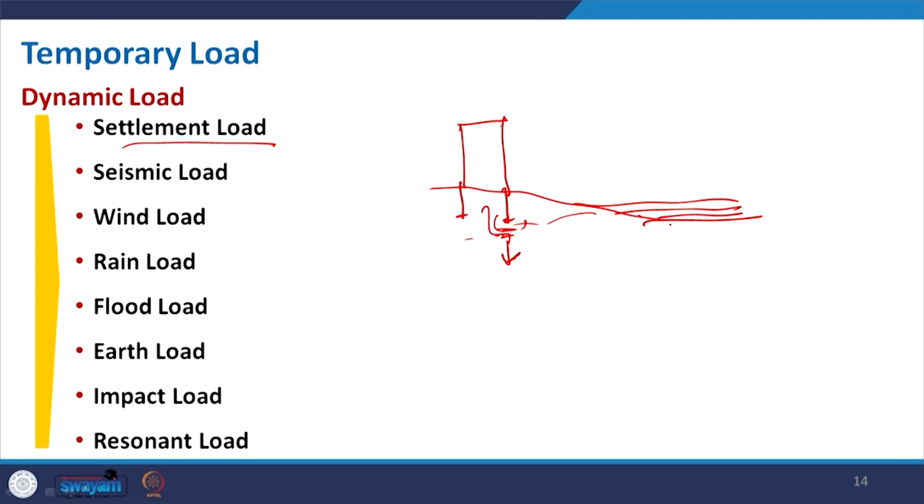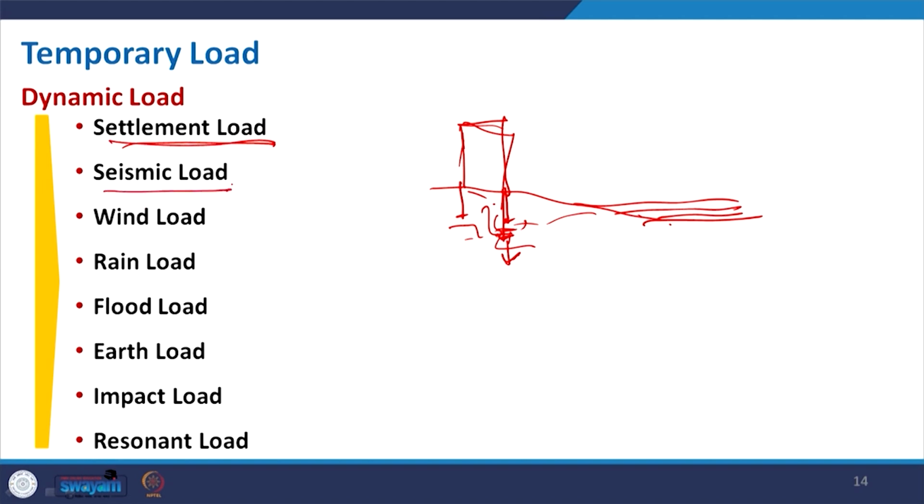So, the self weight, the dead load, will try to dip it down, and for that the building may tilt. Due to settlement of the soil below the structure, below the ground, it may cause some damage. That load which actually does the damaging is called settlement load.